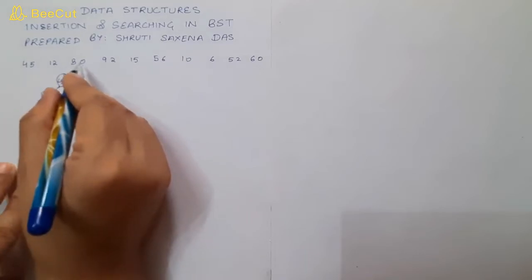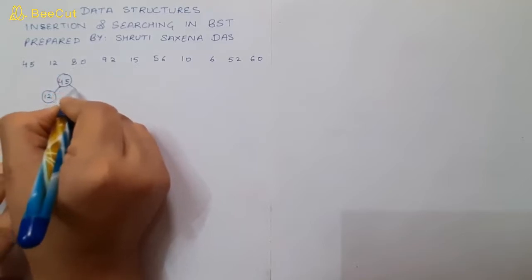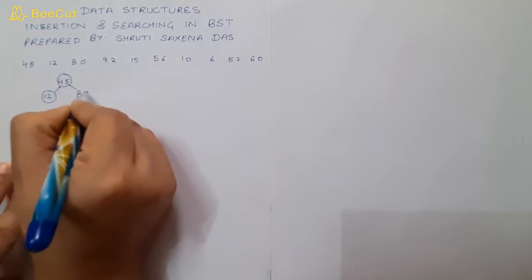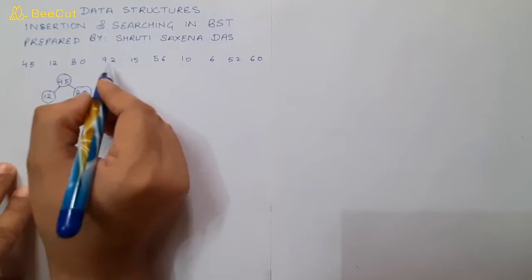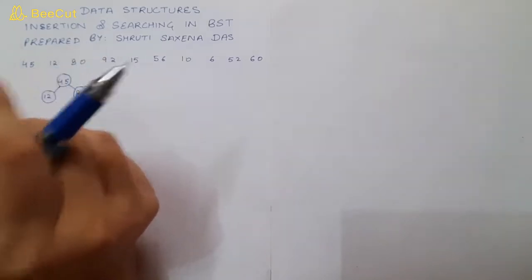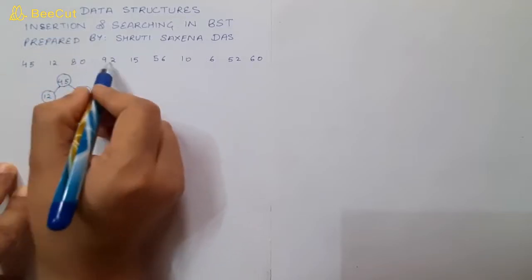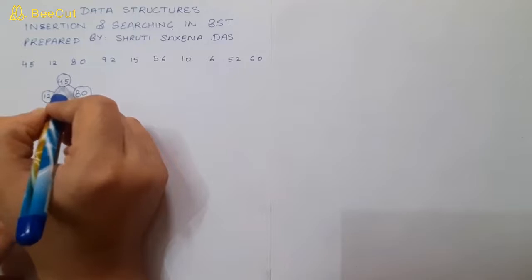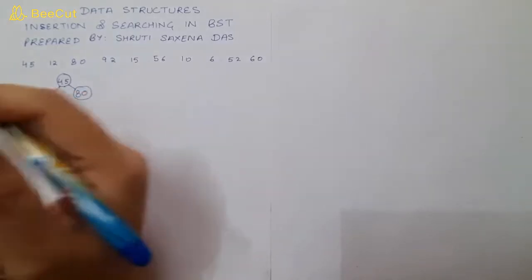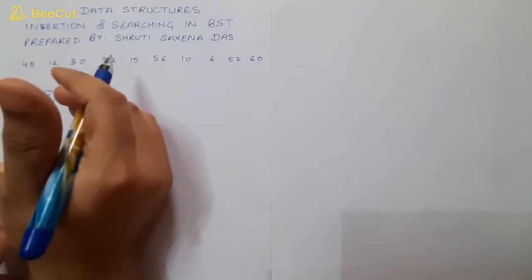Next is 80. 80 again we will compare with the root node. 80 is greater, so it will come in the right. Now see the next one, 92. Every time whenever you want to insert any node, you need to check it with the root node value. If it is less than the root node, then you have to insert it in the left subtree. If it is greater than the root node, then you have to insert it in the right subtree.